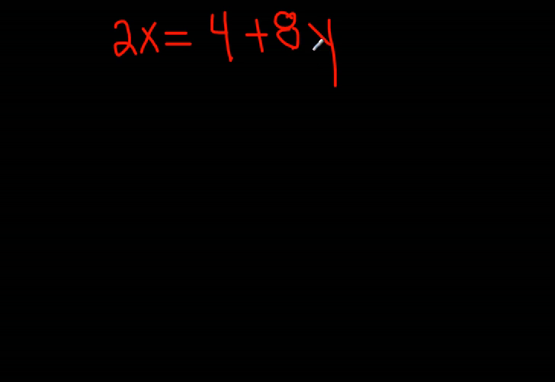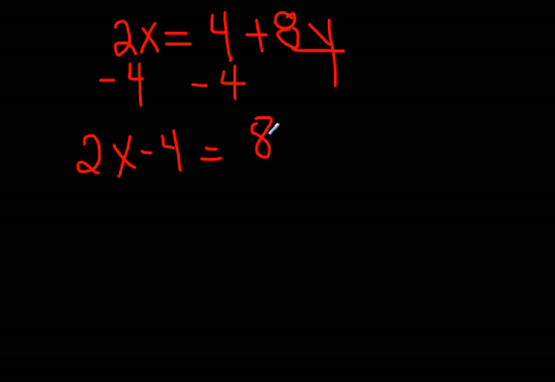Okay, and I want to get my y all by itself. So the first thing that I'm going to move is not my 8 or my y, but my positive 4. How do I move a positive 4? Negative 4. I'm going to use a negative 4, subtract 4 from each side of my equation. So I end up with 2x minus 4 equals my 8y. And remember, that's multiplied by 8. So to get rid of multiply by 8, we use division. Division, and we're going to divide by 8.